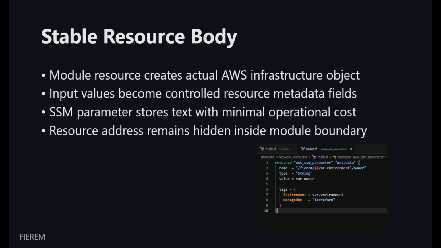The module resource creates the real AWS object. Input values become controlled metadata. The SSM parameter stores text at low operational costs. The resource address stays inside the module.